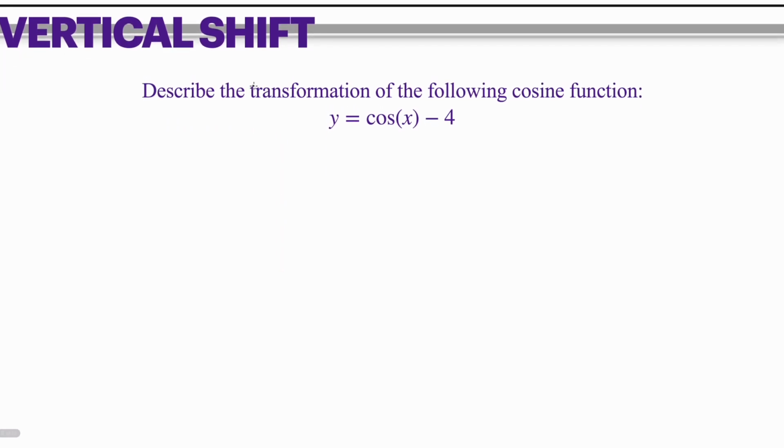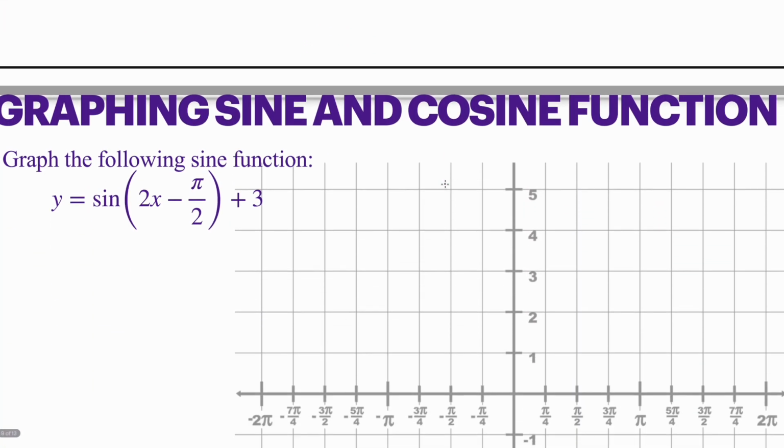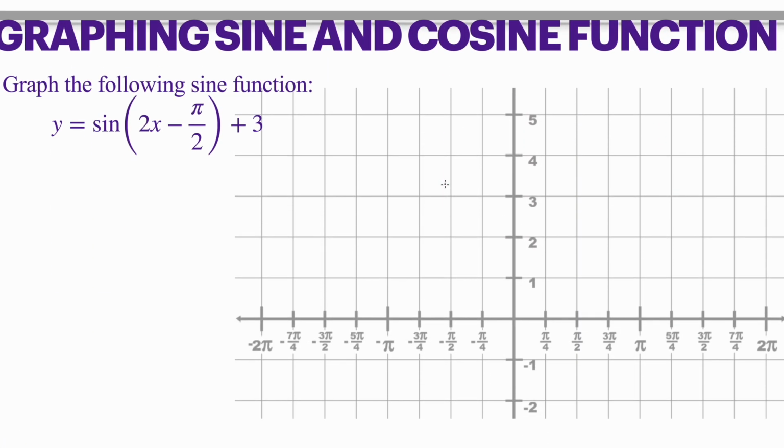And then this one, because this number is on the outside, you would say that this is a vertical shift down 4 units. It's negative, that's why you would say it is down. So let's actually try to graph this.